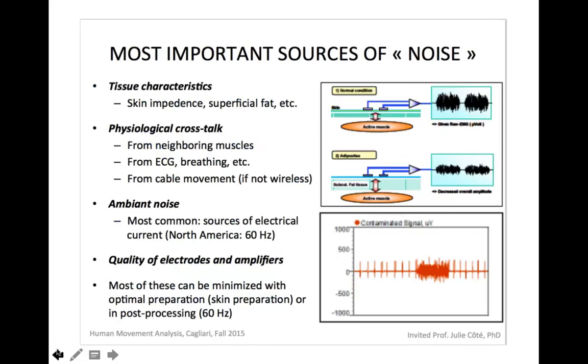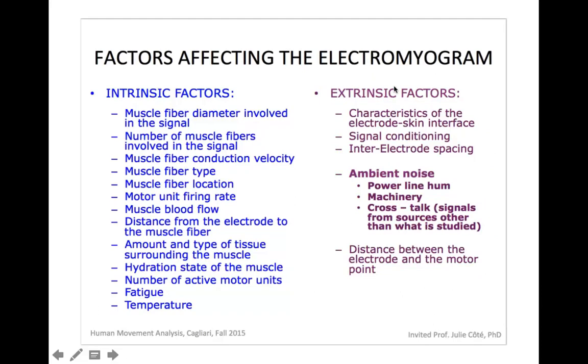So those are all factors that occur sort of internal to the body that affect the EMG. The extrinsic factors are factors that occur outside of the body. Characteristics of the electrode skin interface. This is what we will discuss in Chapter 5. How does the interface between the electrode and the skin surface impact the signal?